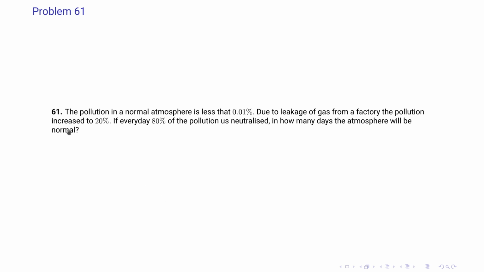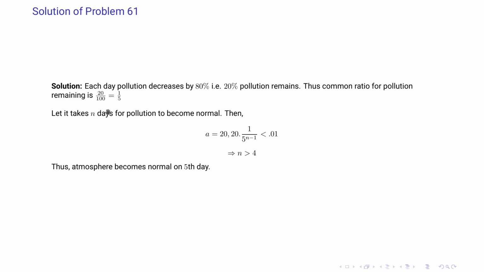So, let's get started. Problem 61 says that the pollution in a normal atmosphere is less than 0.01%. Due to leakage of gas from a factory, the pollution increased to 20%. If every day 80% of the pollution is neutralized, in how many days will the atmosphere be normal? So each day pollution decreases by 80%, that is 20% pollution will remain.